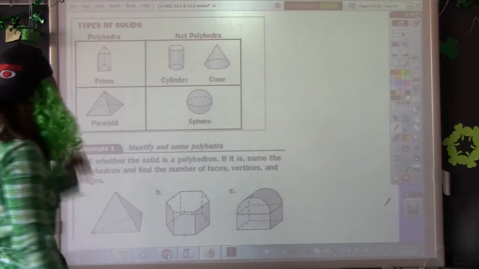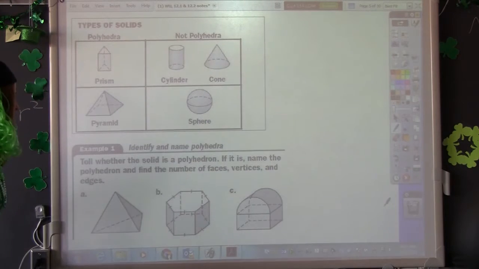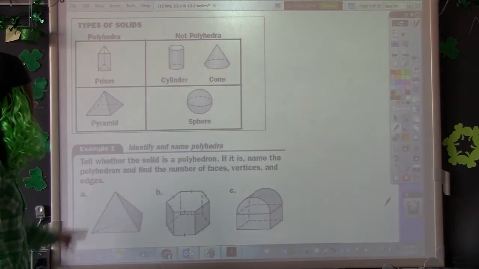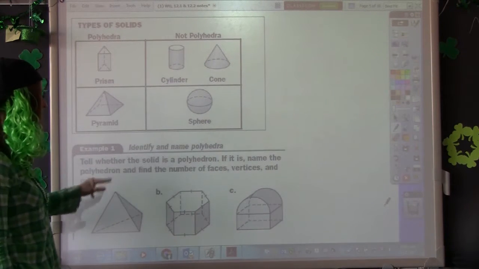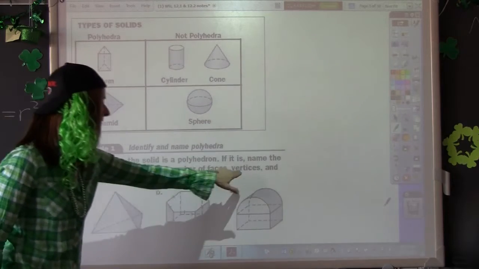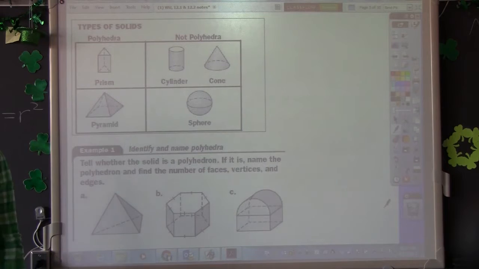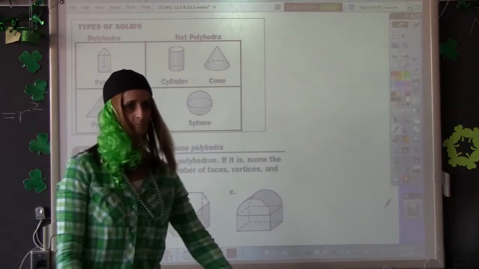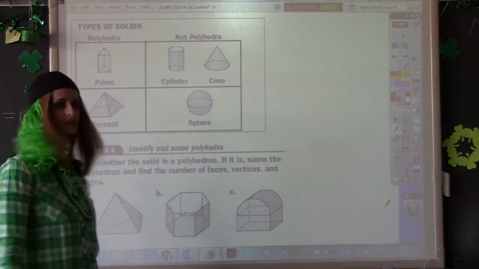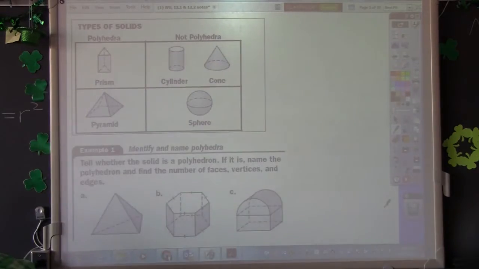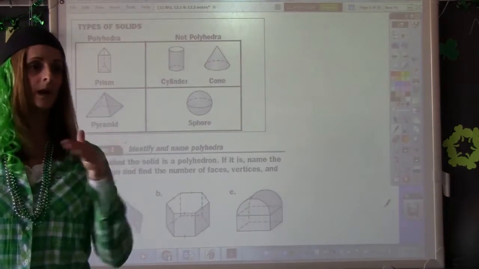Okay, identify and name the polyhedra. Tell whether the solid is a polyhedron. If it is, name the polyhedron, and find the number of faces, vertices, and edges. All right, did you guys take a look at your platonic solids? Okay, what does this look like? On the back of the warm-up?